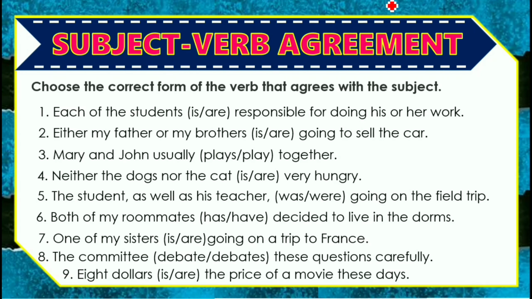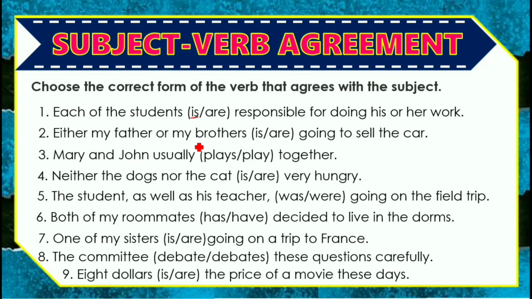Let's check your answer. Number 1. Each of the students is or are responsible for doing his or her work. What is your answer? The correct answer is each of the students is responsible for doing his or her work. Now, why is? Because you're referring to each of the students, the individual students. Therefore, it is singular.